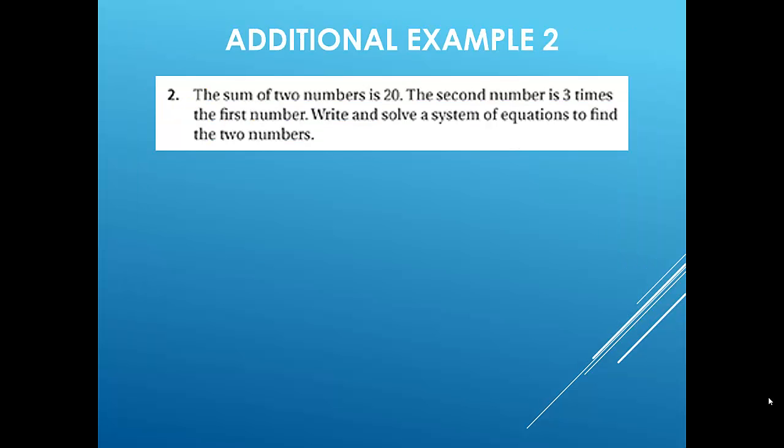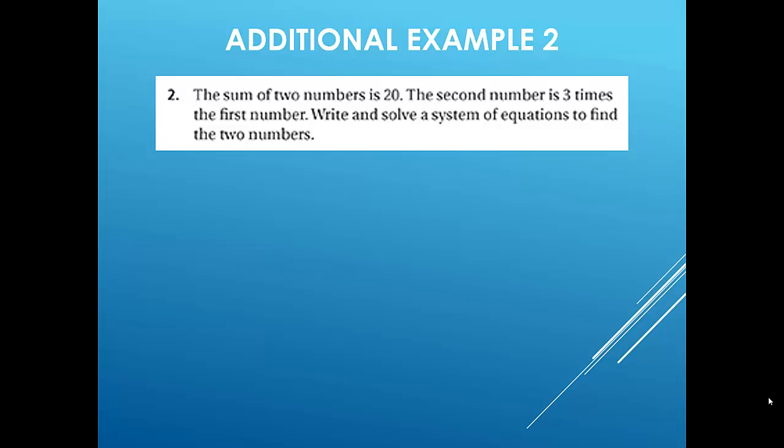Now we have an additional example. You can pause the video and try it on your own, or you may follow along. For number 2, we have the sum of two numbers is 20. The second number is 3 times the first number. Write and solve a system of equations to find the two numbers.